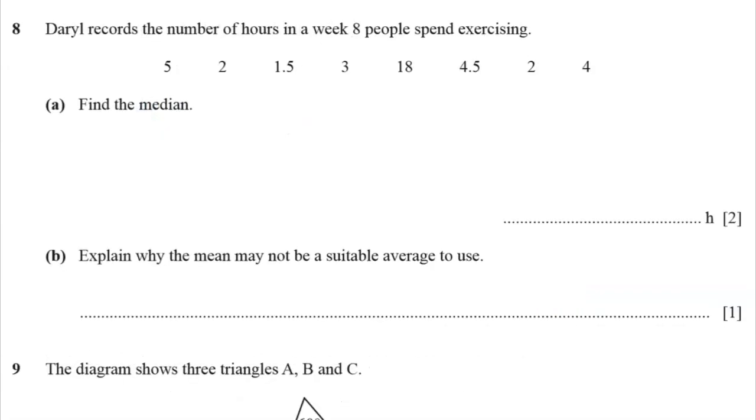Cadell records the number of hours in a week 8 people spend exercising. Find the median. All right, to find the median, you need the numbers in order from smallest to largest. So let's find the smallest number, 1.5. I like to cross them out and write them above again. So we have 2 and 2. There are 2 2s, so let's write 2, 2. There's a 3 and a 4 and a 4.5 and a 5 and finally an 18, sitting out there on its own.